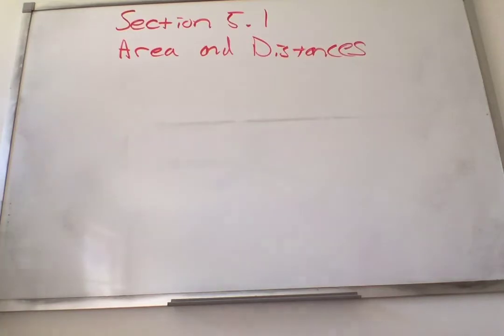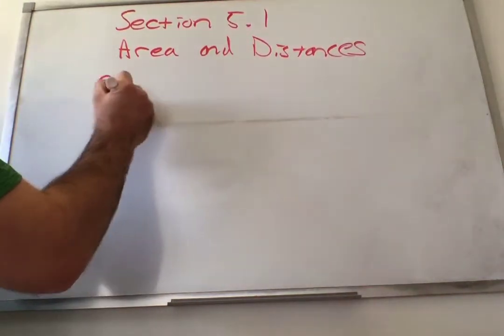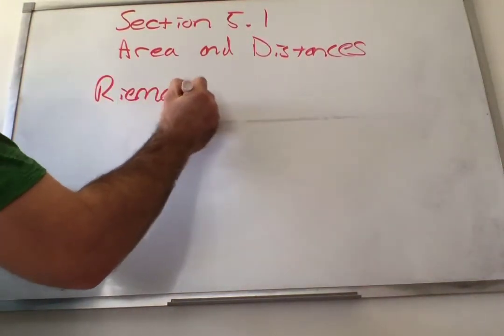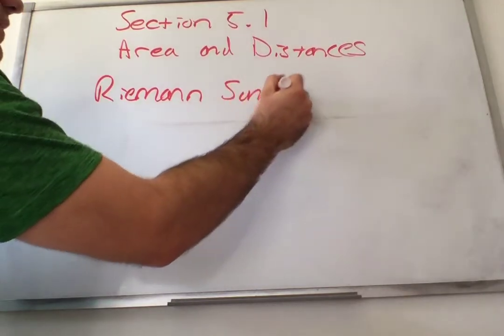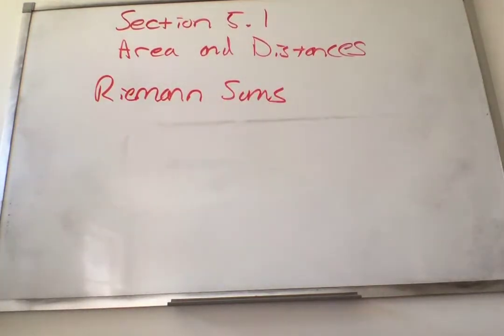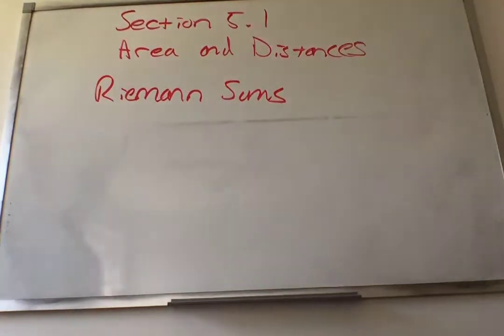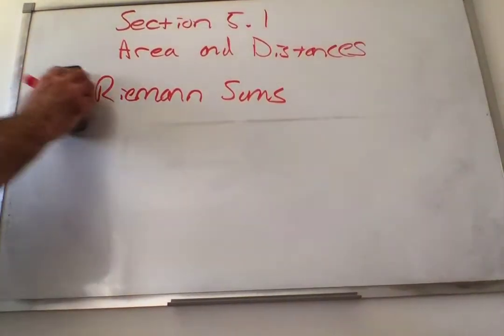The first thing we need to learn is something called Riemann sums, named after famous mathematician Bernard Riemann. He's the one that showed the link between these areas and the antiderivative, and we're going to learn what that relationship is.